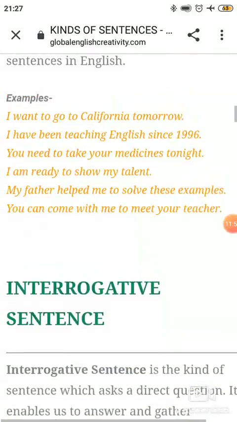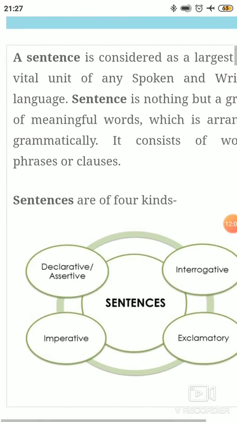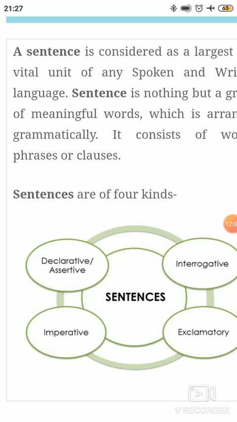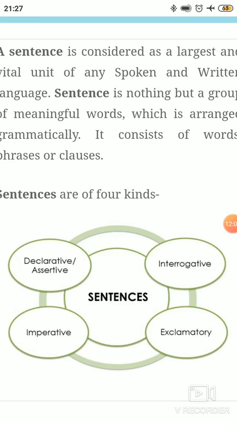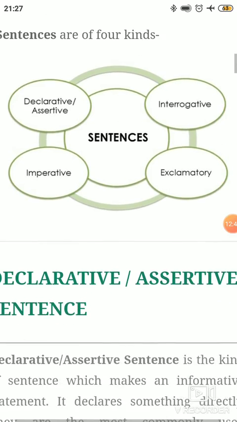Let's have a revision for this, children. The very first thing is about sentence. A sentence is considered to be the largest unit of any spoken or written language. Such a sentence is nothing but a group of meaningful words. Third, it consists of various elements like phrases, clauses and words. And words are to be considered as the smallest unit. Then there are four kinds of sentences. The web diagram is given over here. First point is declarative sentence or assertive sentence, one and the same thing. Then you have interrogative, imperative, exclamatory. These are the four kinds of sentences.